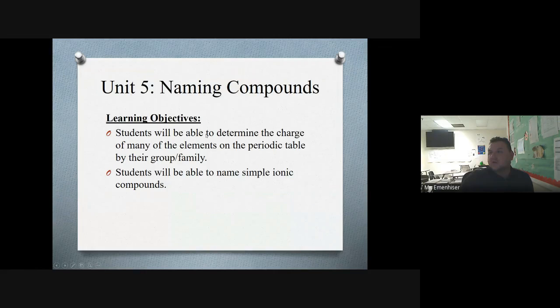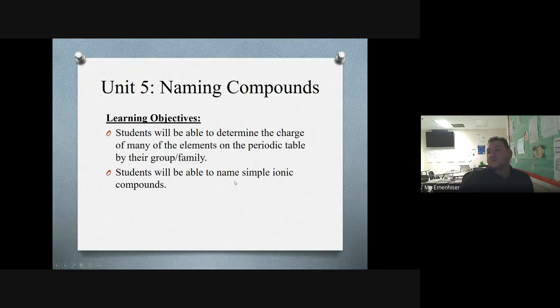So day 2, we're in unit 5 talking about naming compounds. Our learning objective for today is for students to be able to determine the charge of many of the elements on the periodic table based on where they're at in the periodic table. So we've done this before, but we're going to review how you look at the periodic table and determine what the charge of each element is. Not all of the elements, but many of them.